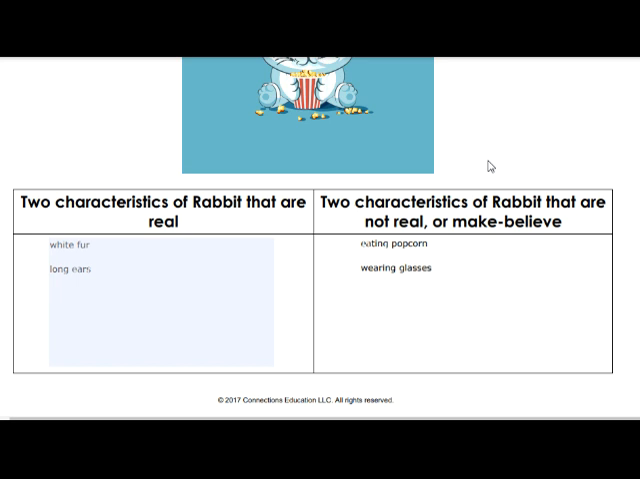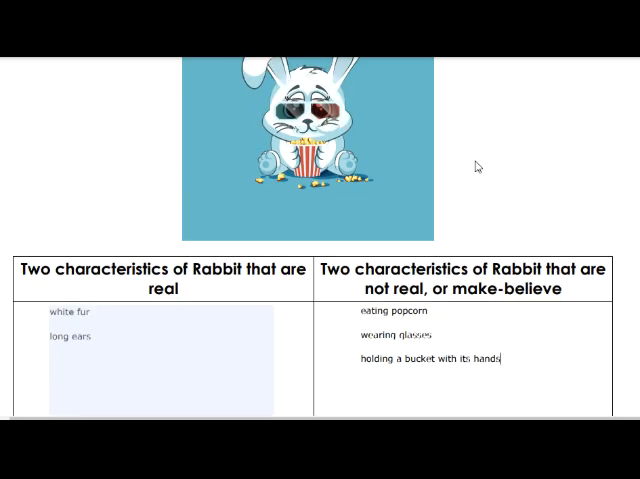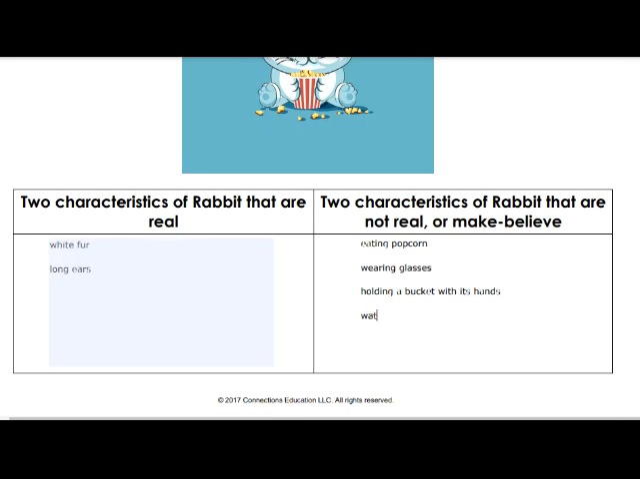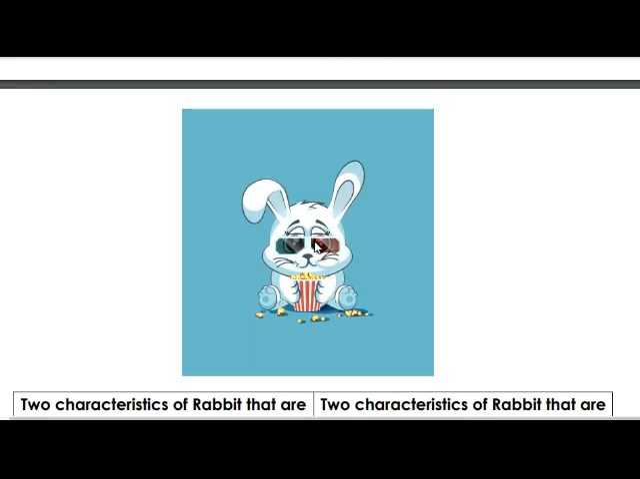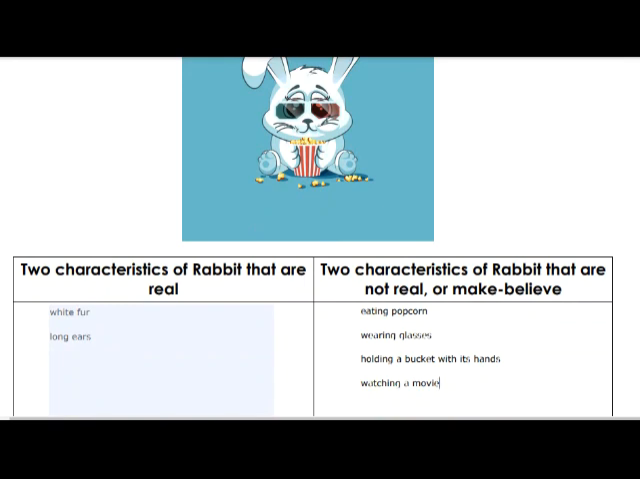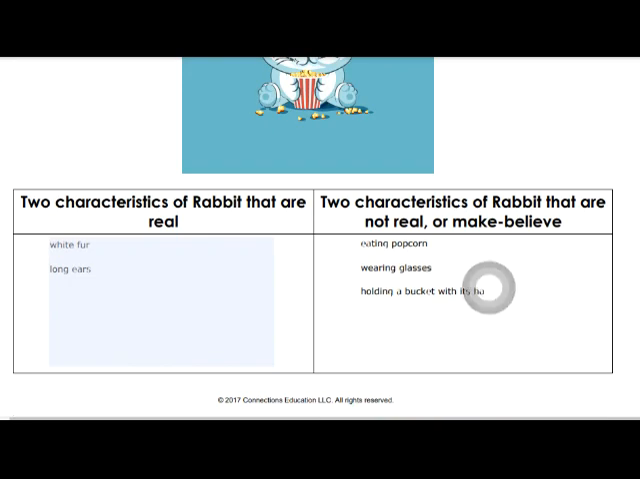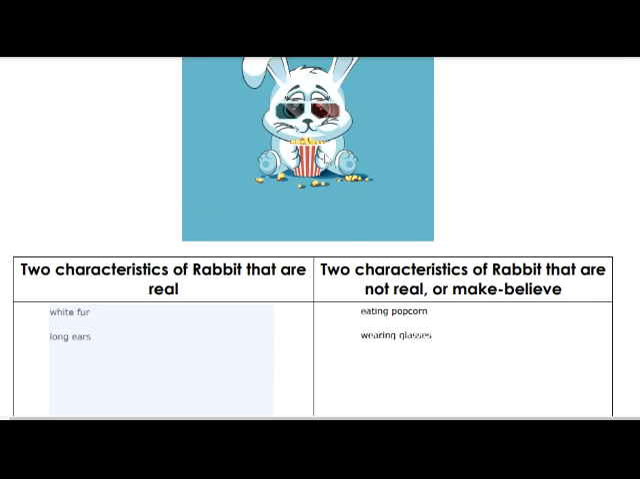I could say holding a bucket with its hands, right? Rabbits don't really use their hands like that too much. I don't think they could hold a popcorn bucket. I could also say it looks like maybe that rabbit is watching a movie, right? Those look like 3D glasses you might watch a movie with. So all of these things are fake. They are not real. Remember, you don't need four, you only need two characteristics. So think of two characteristics that are not real and add them to this box.